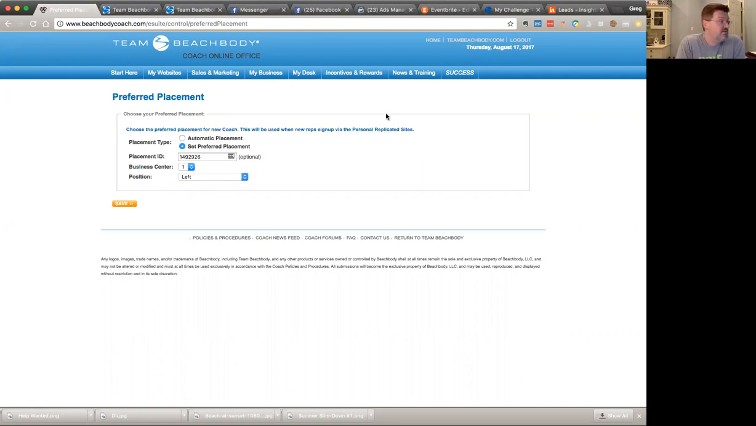to set your preferred placement to a manual setting instead of an automatic setting. Because by default, it's set to automatic, where the system will automatically place your coaches either on the left side or on the right side, and you don't have a say over where they go. I think it just alternates sides. So I never do that. I prefer that I control where my coaches go.